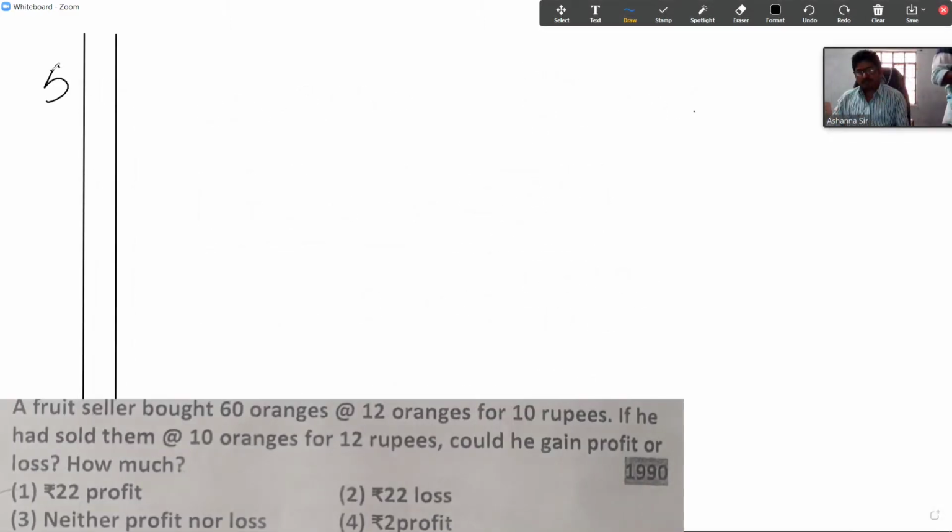Fifth problem. A fruit seller bought 60 oranges.